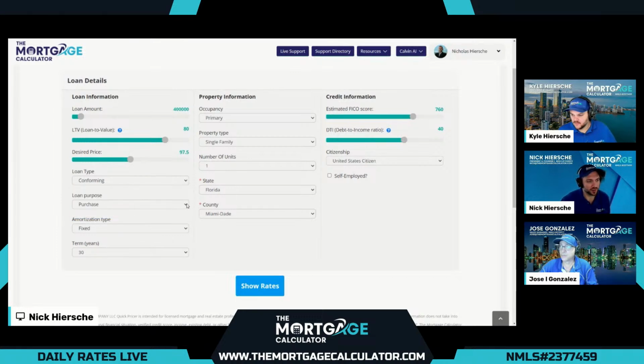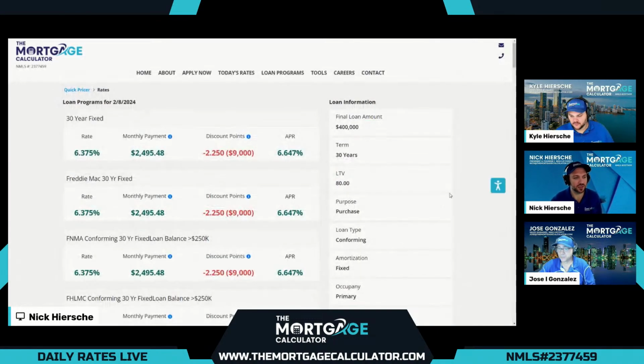We'll start with conforming conventional. We'll do a purchase, 30-year fixed loan, primary occupancy, single-family home, 1 unit, state of Florida, county of Miami-Dade. And for all the demos today, we use an estimated credit score of 760 and an estimated debt-to-income ratio here of 40%. So with these settings, let's see what the conventional rates are looking like.